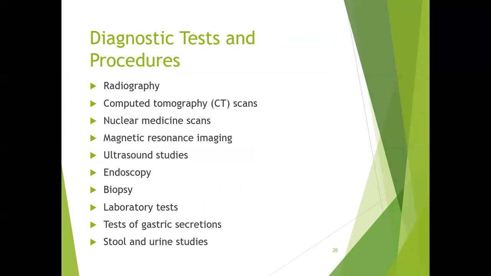Diagnostic tests and procedures. There are many diagnostic tests and procedures used when there's an issue with the GI system or a suspected issue. Radiography or imaging is a primary procedure done. Also, CT scanning with or without contrast, nuclear medicine scanning like HIDA, magnetic resonance imaging or MRI, ultrasound studies, endoscopy, biopsy, lab tests, tests of the gastric secretions, and stool and urine studies.